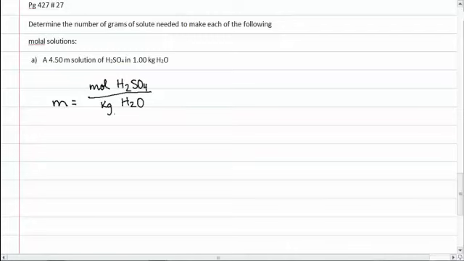So we know the molality, that's the little m down here. We know the kilograms of water. We can calculate the moles. It wants the number of grams of solute. So we can do it based on the equation, in which case we multiply each side by kilograms of water.